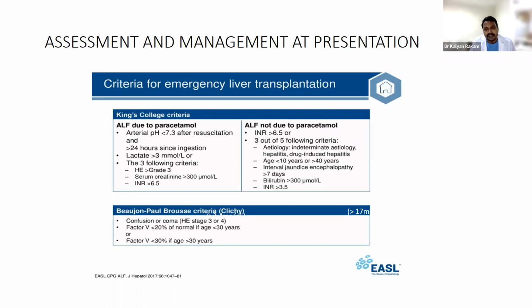Etiology, we have hepatitis etiology. Age is 28 years, so it is not there. Interval of jaundice to encephalopathy is less than 1 week, so the criterion of greater than 7 days is also not there. Bilirubin is around 4, while here it is greater than 17. INR is greater than 3.5. So we have only two out of 5 criteria, and she is not fit for immediate transplantation.